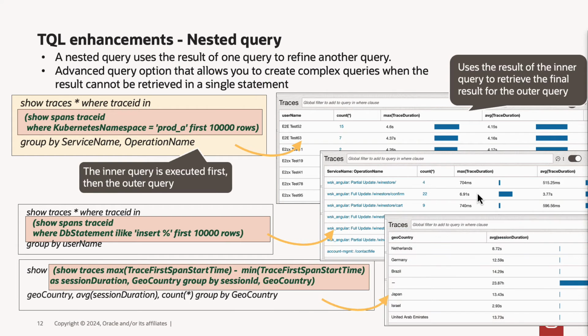The third example shows the average session duration by country. It calculates the session duration time dynamically in the inner query and uses that information to extract the result in the outer query.